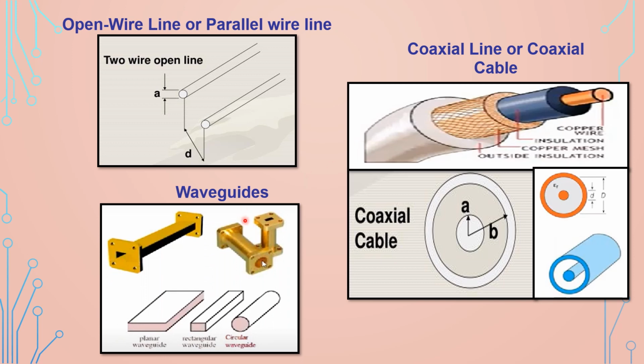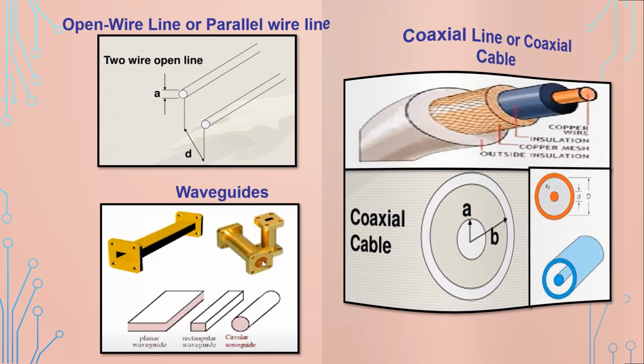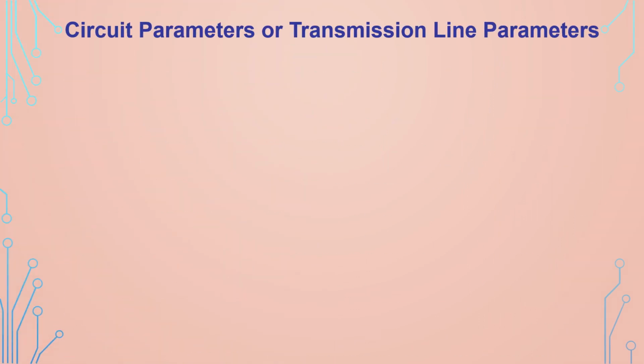That is why it is called a coaxial cable. So the next one is waveguides. These three types of transmission lines are very important. In most of the applications, we'll be using all these three types. So next comes circuit parameters.